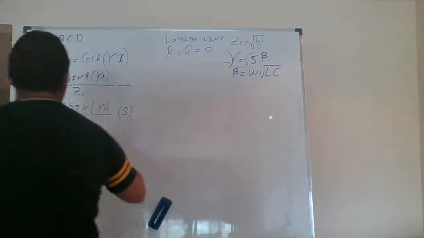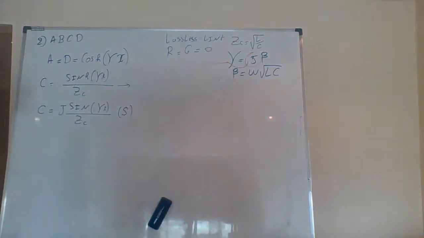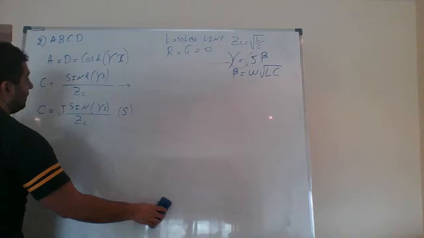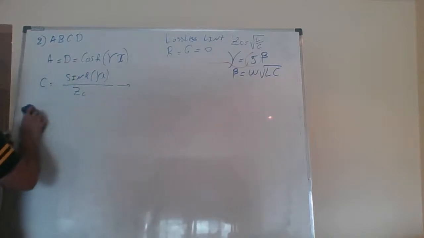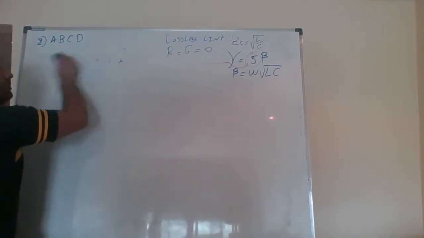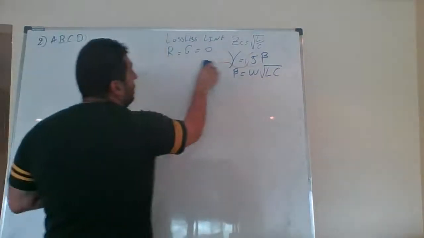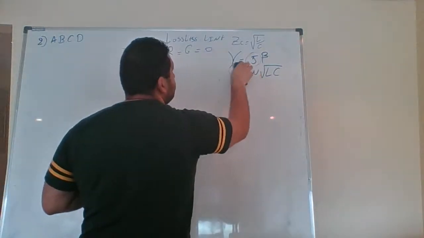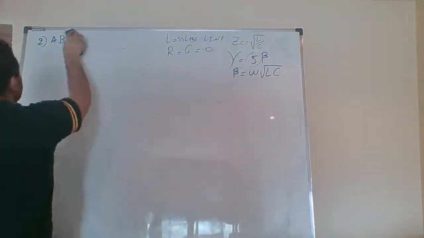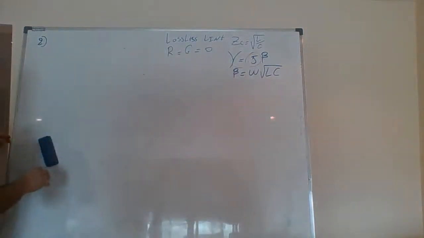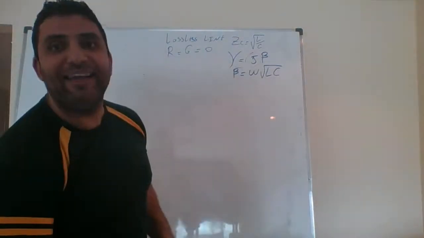Now, this is the ABCD. As you can see, the ABCD basically transferred from hyperbolic into normal sine and cosine. Please write down the new ABCD for a lossless line. Now, the next one. What was the next one? Number 3. We said we are going to do the pi circuit.